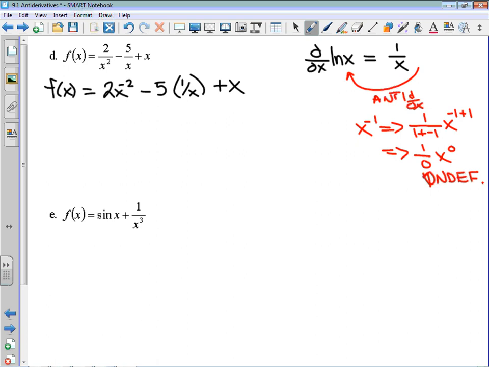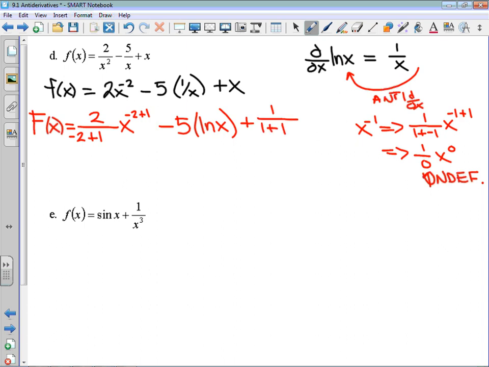So my antiderivative, capital F of x, is going to be 2 over -2 plus 1, and I put the k in the wrong place. So this is going to be the existing exponent -2 plus 1, multiplied by x to the power of -2 plus 1. This will be subtracting 5 times ln x. And then we will be adding, I'll do the same thing here: 1 over the existing exponent plus 1 times x to the power of the existing exponent plus 1. And then the constant of integration is at the end there.